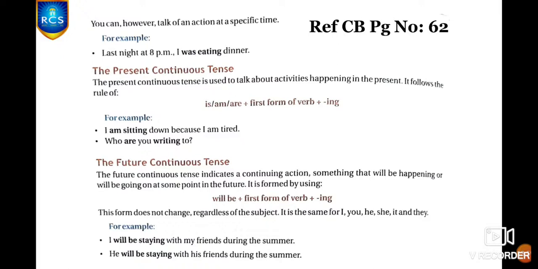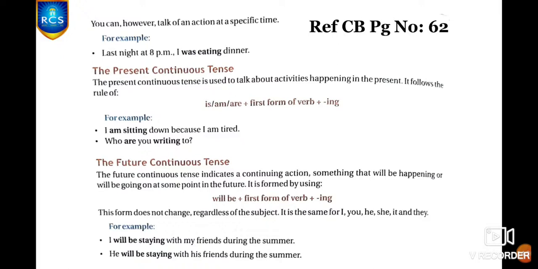And next, the present continuous tense. The present continuous tense is used to talk about activities happening in the present. It follows the rule of am, is, are plus first form of verb plus ing. For example, I am sitting down because I am tired. Who are you writing to? Yes, the action that is continuing in the present.